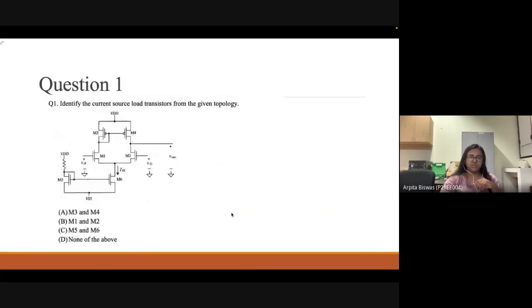So this is question one. Identify the current source load transistor from the given topology. Carefully see the circuit and find out the right answer. The first option is M3 and M4. The second option is M1 and M2. The third option is M5 and M6. And the fourth option is none of the above. So take your time. There is no hurry, but at least try to give the answer.